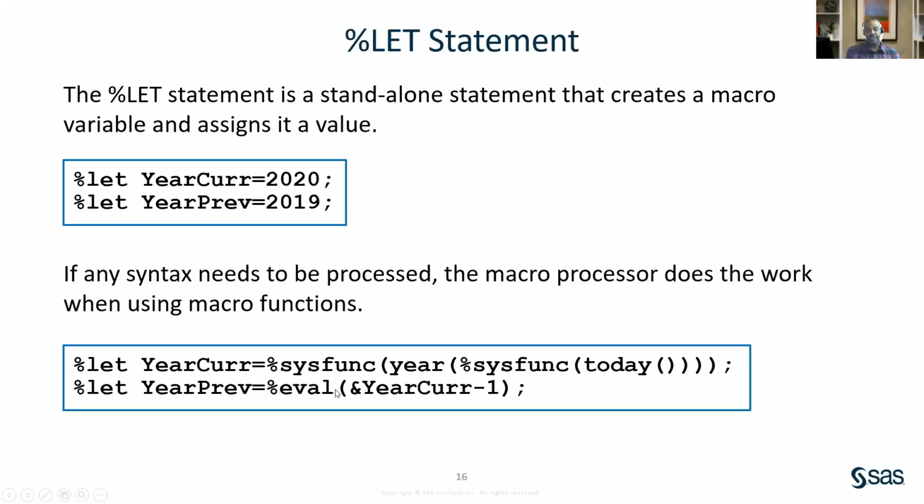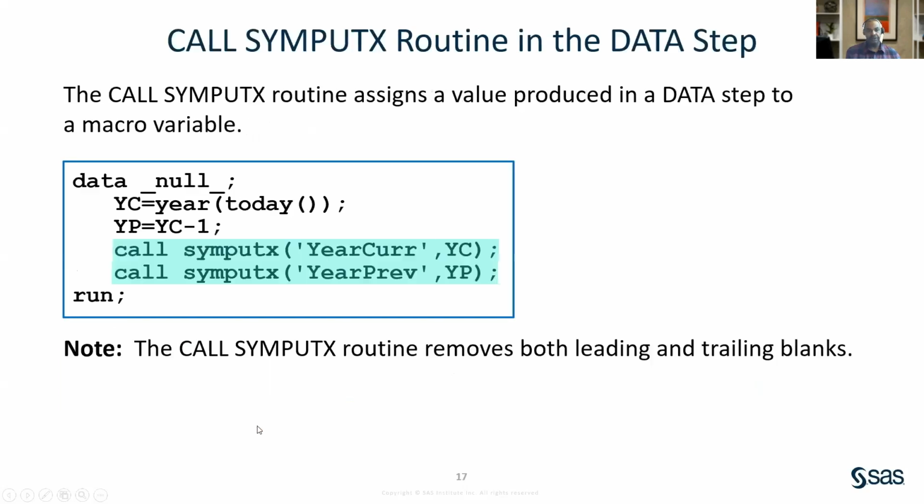And the second one is doing math. It's using a %eval, like evaluation, but %eval only does integer arithmetic and does not do non-integer arithmetic. If you want to do non-integer arithmetic, then there's %sysevalf you can use. In this case, we're just subtracting 1 from &year_current. So this would end up being 2020 minus 1, which is 2019. We assign that to previous year.